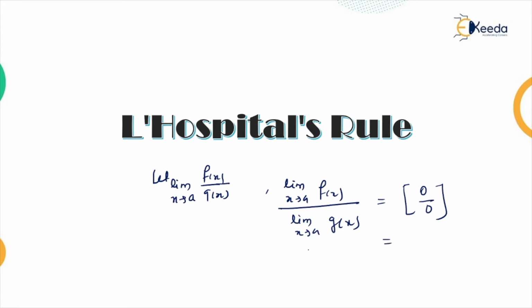Also, if the limit is taken as x tends to infinity and it satisfies the infinity by infinity form, these are the indeterminate forms, guys. And if this satisfies 0 by 0 or infinity by infinity, then we use L'Hospital rule. Do you understand this? When we use L'Hospital rule: if 0 by 0 or infinity by infinity form is there, then we use L'Hospital rule.